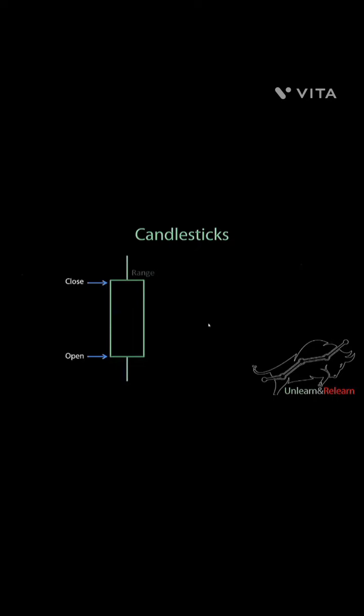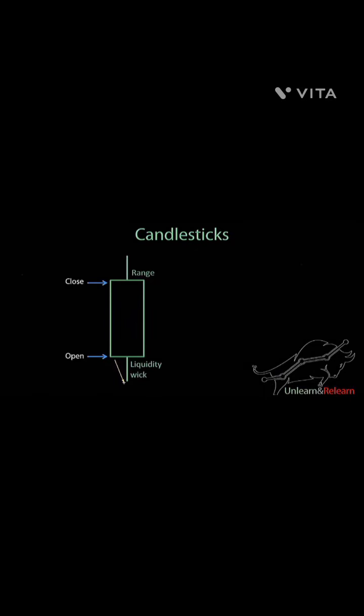When we talk about liquidity wicks and ranges, this is a liquidity wick. In a bullish candle, a liquidity wick is at the bottom, which means that the bullish candle tried to go down. It formed a liquidity wick, which means it grabbed some liquidity, or some fuel, to continue moving up, and then it created a range at the top.